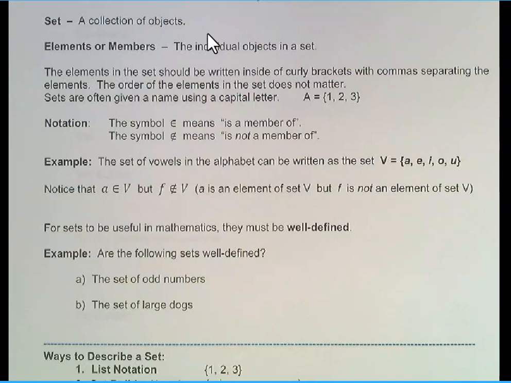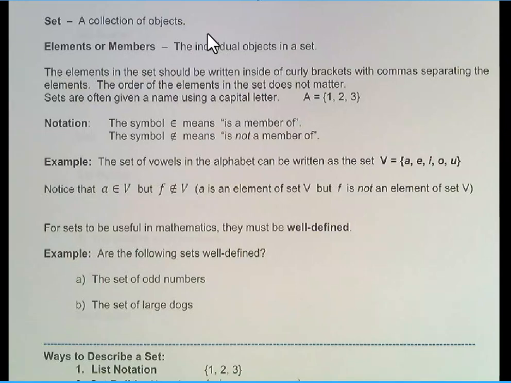In this section, we're going to be describing sets. So first of all, let's talk about what sets are. Well, a set is just a collection of objects. It could be a collection of letters or numbers or rocks or people or pets. It could be any sort of a collection of objects. And the individual objects that are inside of the set are called the elements or the members of the set.